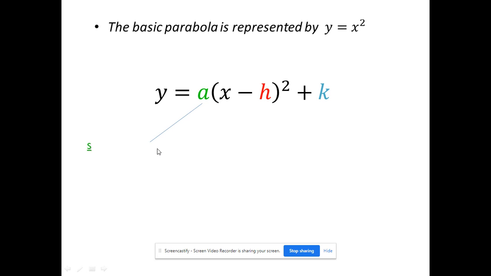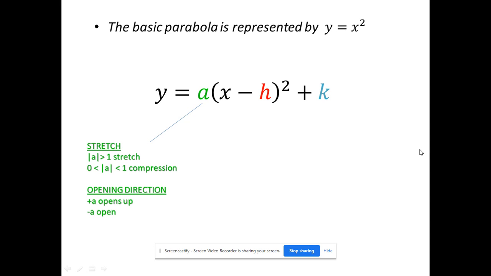A controls two things. The first thing it controls is the stretch. If I have a value of A that's greater than 1, it means it's stretched, or it's made skinnier. If the value of A is between 1 and 0, then our parabola is compressed. Now the sign of A tells us about the opening direction. If I have a positive A, then the parabola opens up. And if I had a negative A, the parabola opens down.